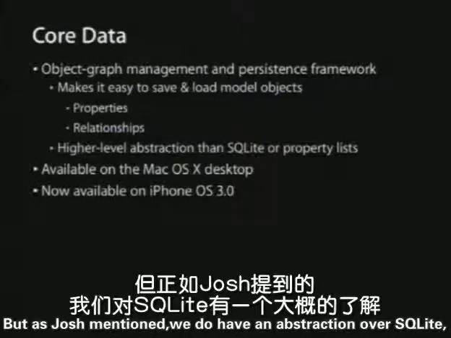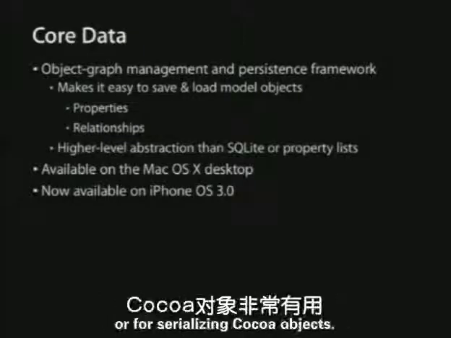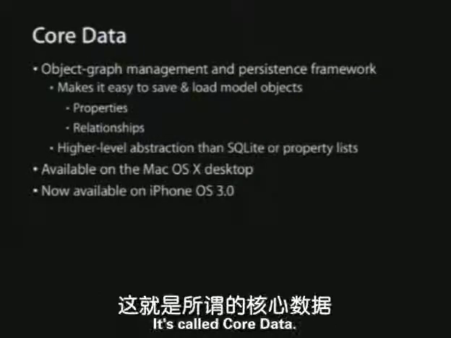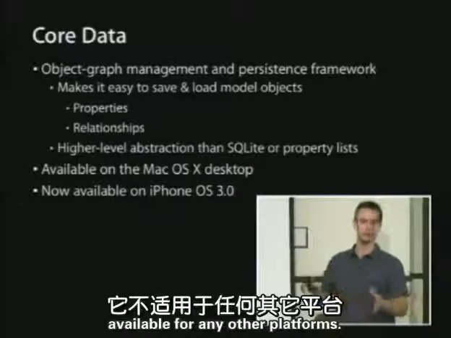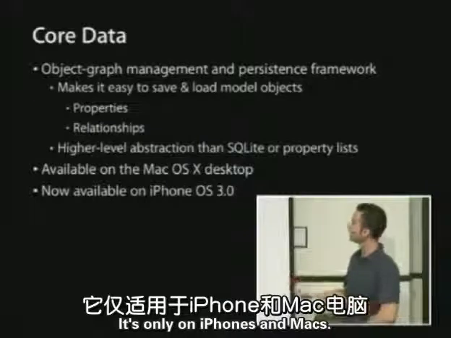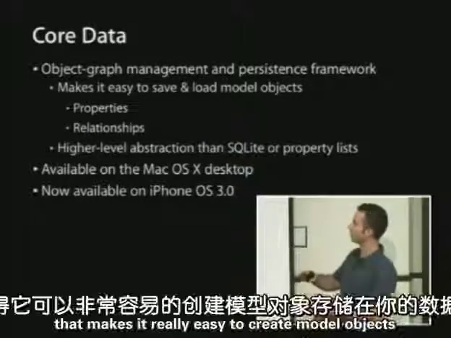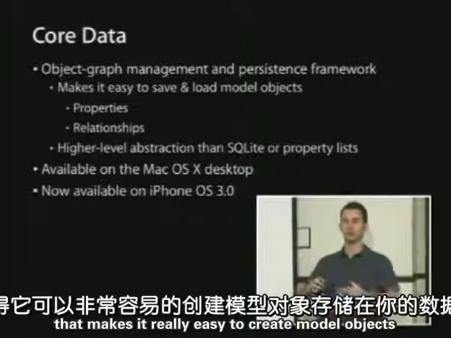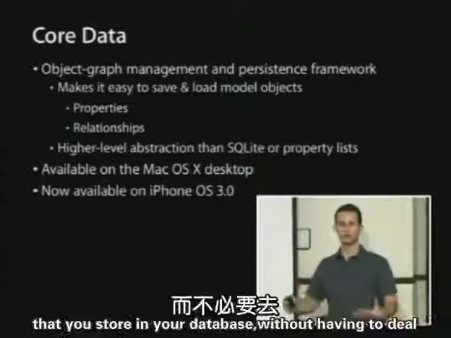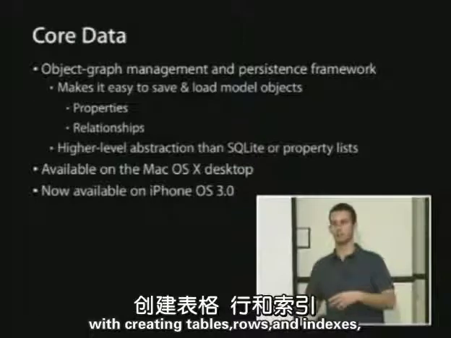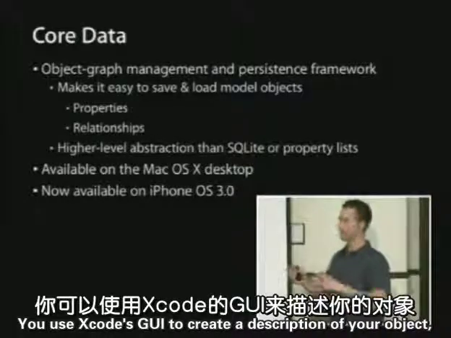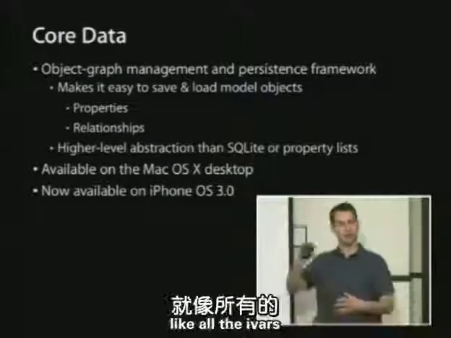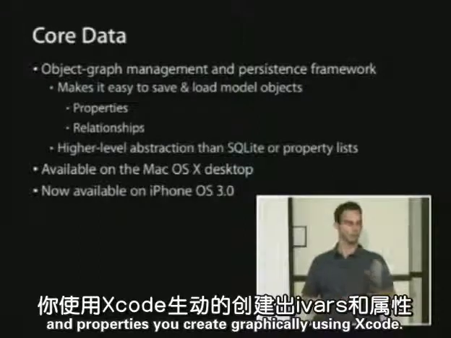But as Josh mentioned, we do have an abstraction over SQLite, which is really useful for serializing Cocoa objects. It's called Core Data. It's an Apple project. That is, it's not open source and it's not available for any other platform. It's only on iPhones and Macs. It is basically a very high-level wrapper that makes it really easy to create model objects that you store in your database without having to deal with creating tables, rows, and indexes and all these other things. You use Xcode's GUI to create a description of your object, like all the ivars and properties you create graphically using Xcode.